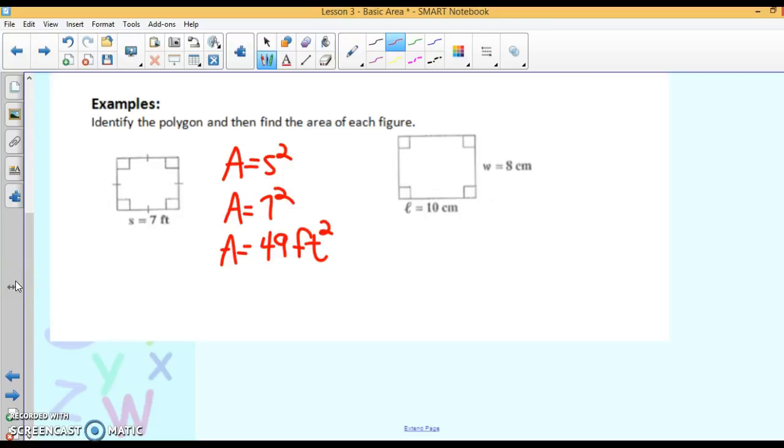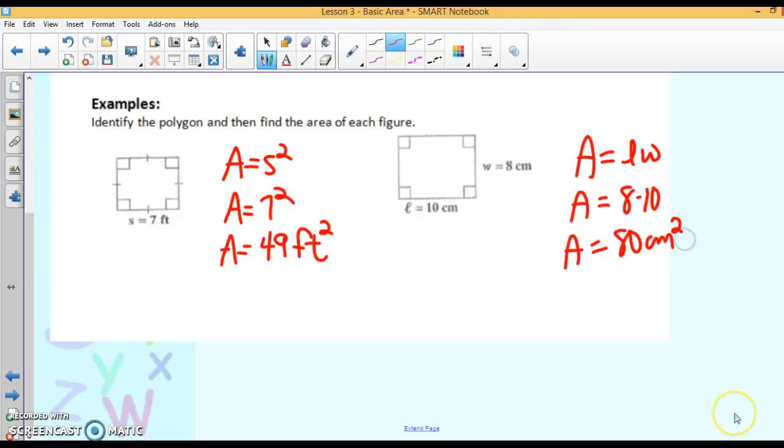Make sure you have the appropriate label. This shape is a rectangle. If you look at your formula sheet, area is length times width, and it's 8 times 10. So area is 80 square centimeters.